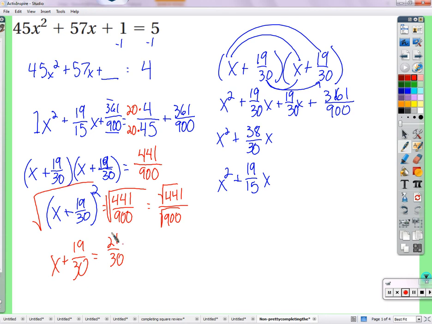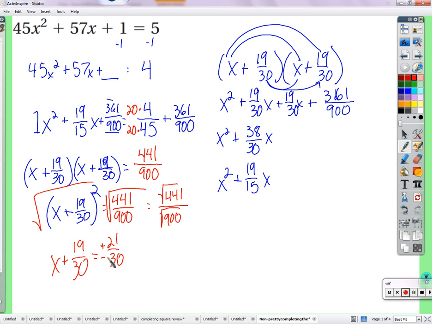I'm kind of missing something over here right now. Positive and negative. Yes, positive or negative. Whenever I take the square root of my equation, I'm going to include positive and negative. So that worked out nicely, because these happen to have square roots: 441 has a square root of 21, 900 has a square root of 30. It works out nicely that way. It doesn't always. That's what we're going to be talking about today.